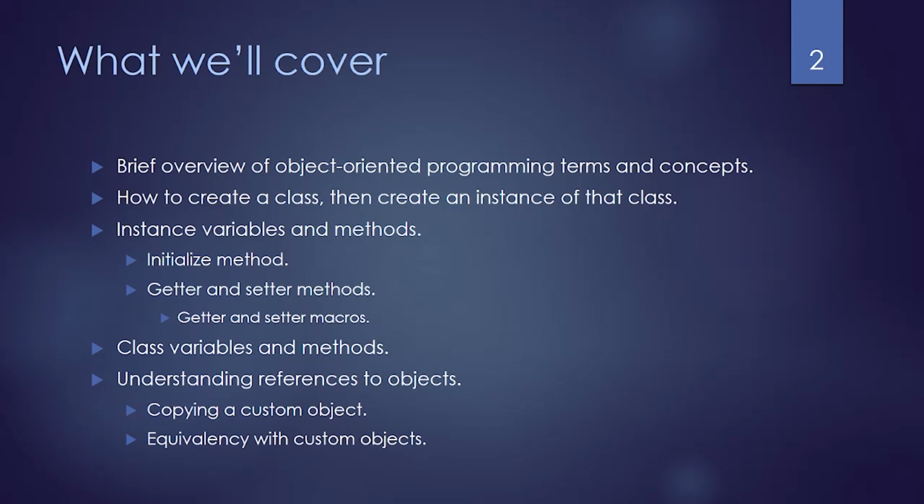After that, we'll take a brief look at class variables and methods, which are used a lot less frequently. And then we're going to finish up by developing a better understanding of references to objects. We're going to look at the specific examples of copying a custom object and checking the equivalency of custom objects. And by custom objects, I mean objects from classes that we create.